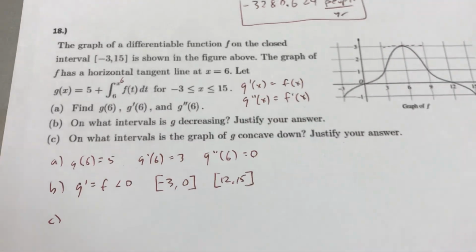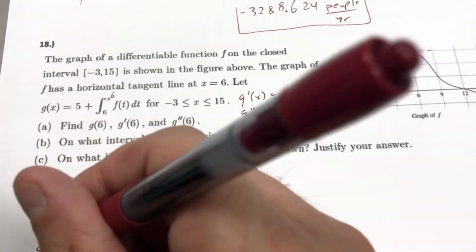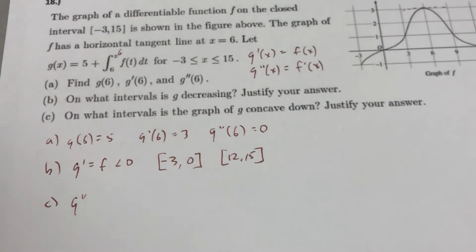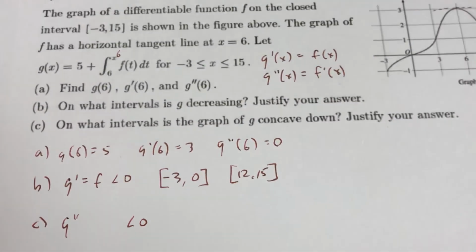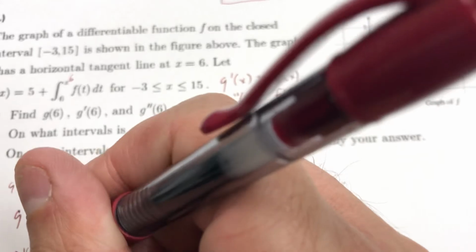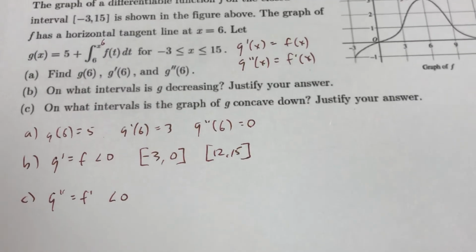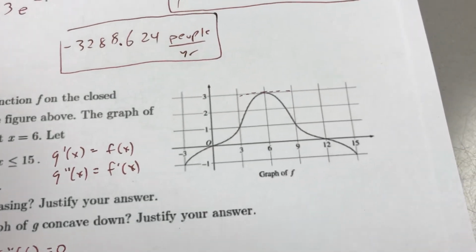Okay, part 3, on what intervals is the graph of g concave down? Well, that would be g double prime. We want g double prime to be, concave down means this needs to be less than 0. g double prime is the same thing as f prime, and I labeled that earlier. f prime, of course, is the slope. So we want anywhere where the slope of f is less than 0. In other words, a negative slope.